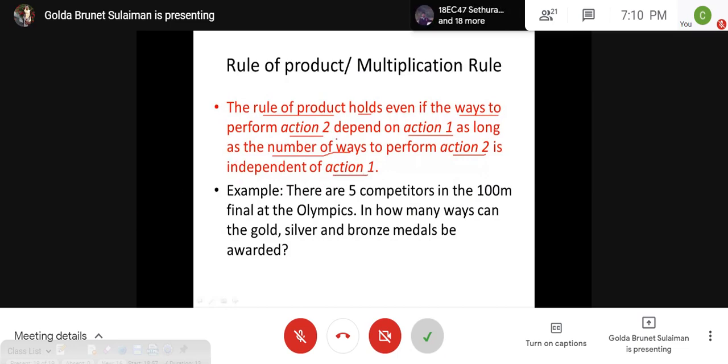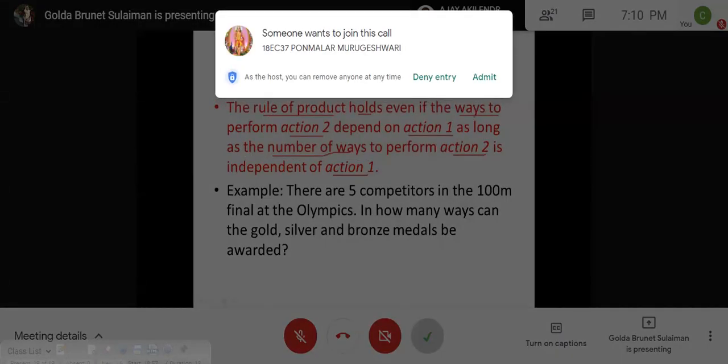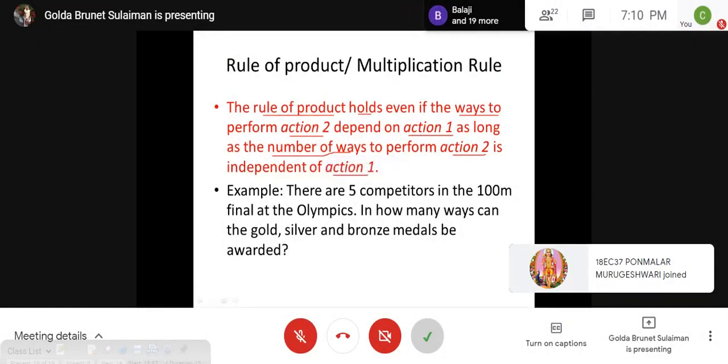There are two things here. One is the number of ways, the other is ways of doing the action. So you can apply the product rule or the multiplication rule even if the ways to perform action 2 depend on action 1.